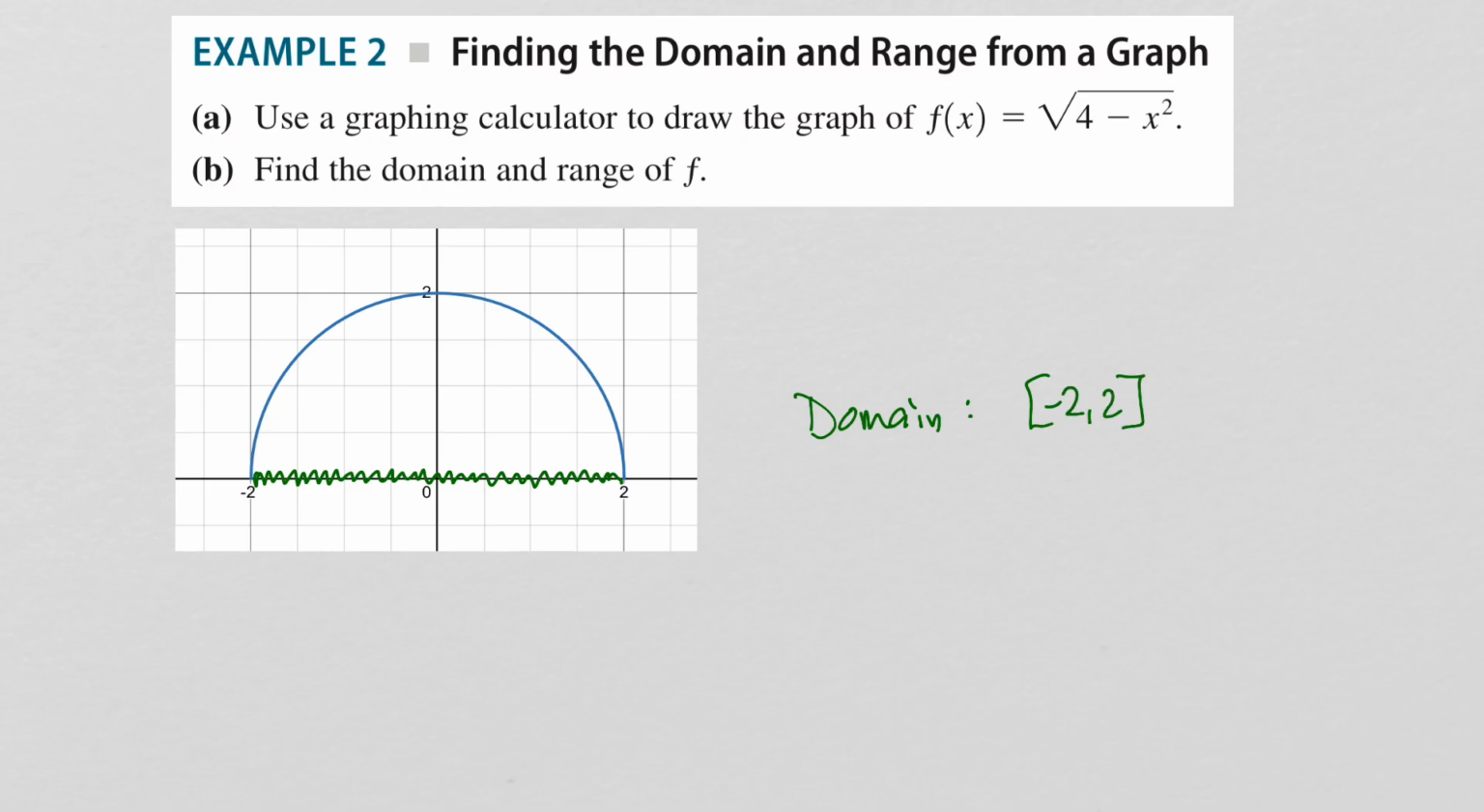And then the range would be the set of all of the y values. And so we can see that the graph here covers all the y values starting at y equals 0 and going up to positive 2. So the range is all of these y values. And we can write that as the range is all values from y equals 0 to y equals 2.